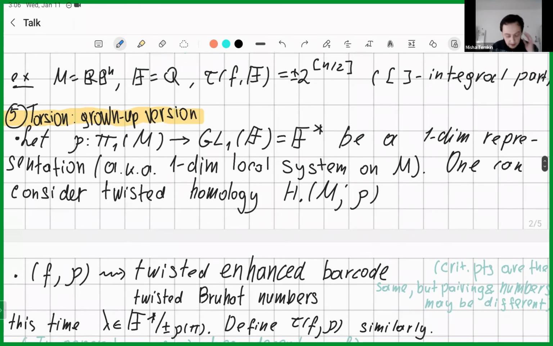But this time there is a greater ambiguity in lambdas. Previously lambda was just a non-zero element of the field defined up to sign, but now it is also defined up to the image of the pi. So pi is the same as pi1. There's this image of this homomorphism, and the lambdas are defined up to plus or minus times the subgroup, which is the image of pi in F star.